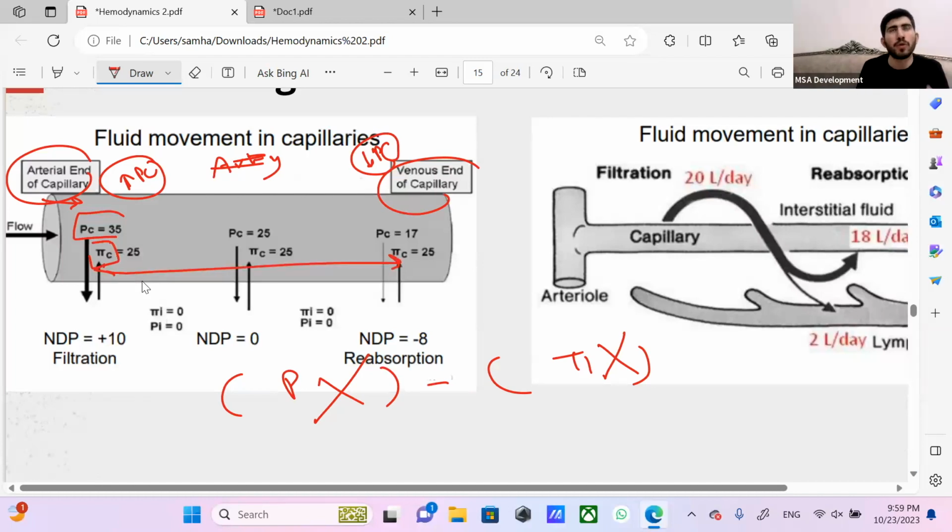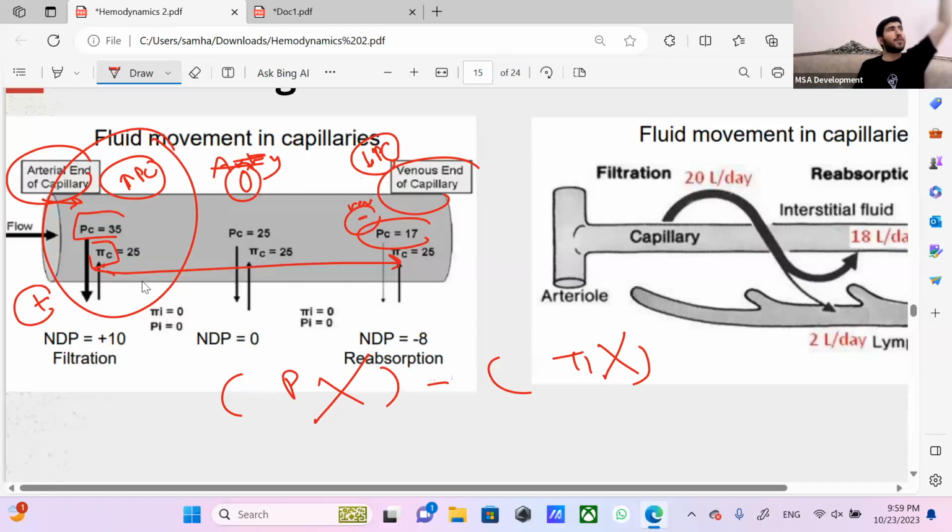So if you know that something is high at the beginning and low at the end, and something is constant all the time, what does that mean? This means here, if we apply the formula, the pushing force is higher, and so it's positive. At the middle, since the pushing force is decreasing, the difference between them will become 0. And at the end, the pushing force will be too low, but the pulling force is too high. And so at the end, we will have reabsorption, okay, which is negative. And so at the beginning, we have pushing, which is filtration. At the end, we have pulling, which is reabsorption.